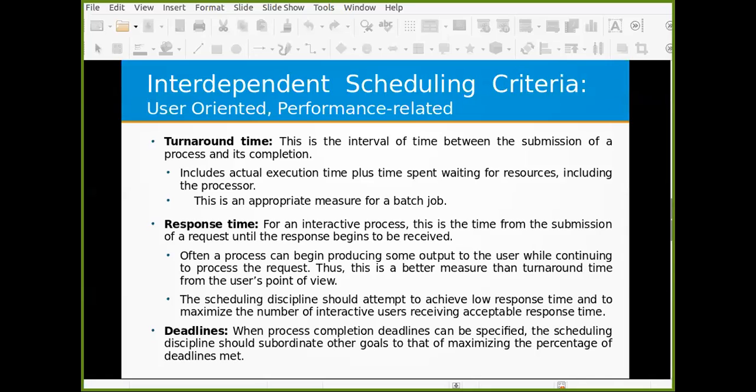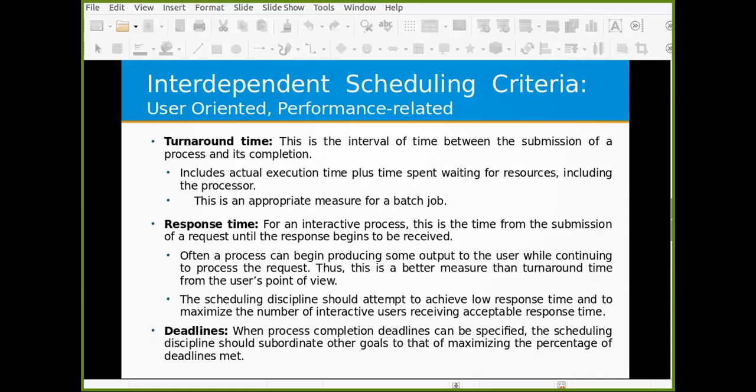And then deadlines. That is another criterion. When process completion deadlines can be specified, the scheduling discipline should subordinate other goals to that of maximizing the percentage of deadlines met. Mostly these deadlines are there in real-time systems, real-time operating systems, embedded systems, right?